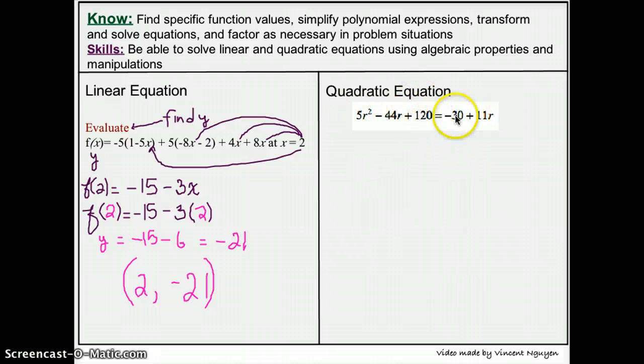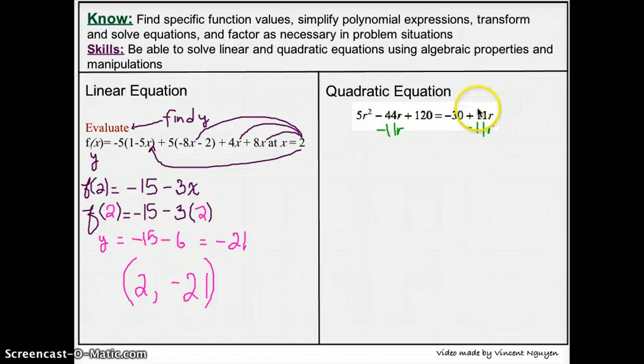Here we have a rather messy quadratic equation simply because it's got the r terms on both sides of the equation and the constant terms on both sides of the equation. So we're going to have to simplify this equation first before we can even think about solving it. In order to simplify, I'm going to move everything to one side of the equation. So I'm going to move this negative 30, and I'm going to move this positive 11r. And you can do one thing at a time. You don't have to do both of them at the same time.